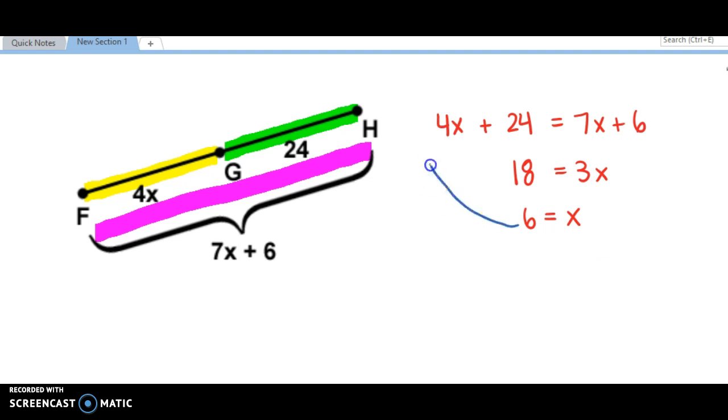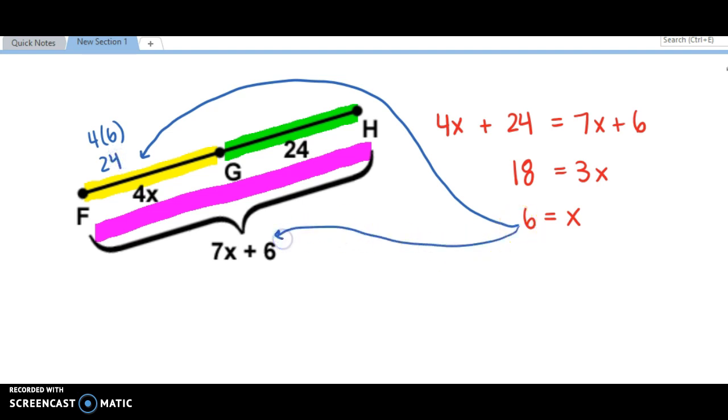So I'm going to take this 6 and plug it back into segment FG. So 4 times 6, which is 24. I'm also going to take that 6 and plug it back into my entire segment FH. So 7 times 6 plus 6, and I end up here with 48.